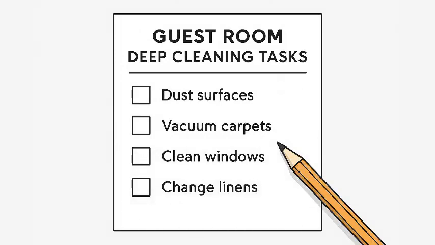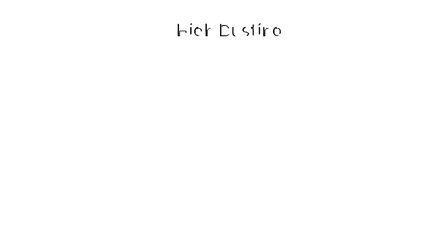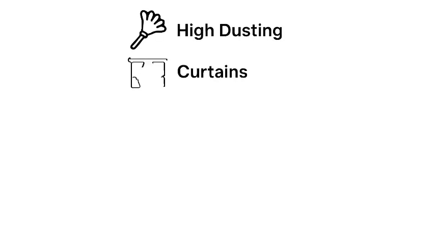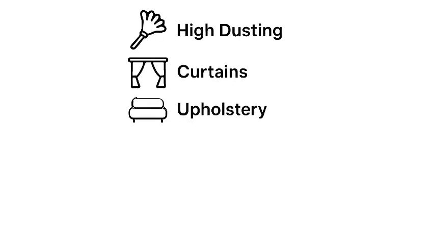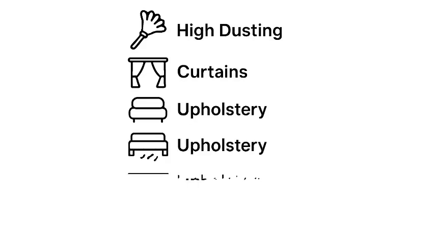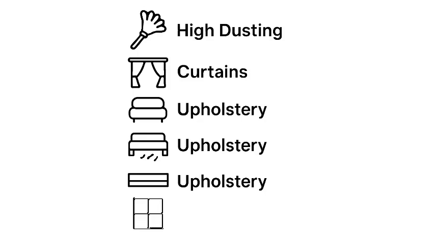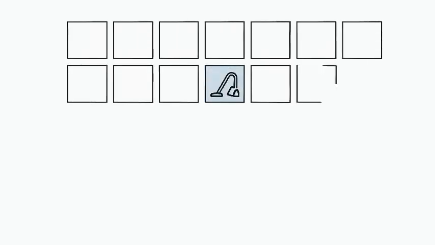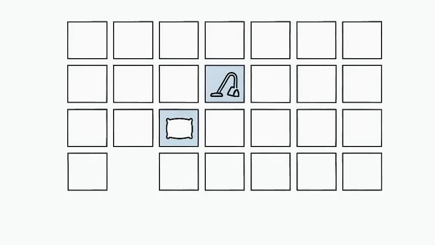First, list all deep cleaning tasks for a standard guest room. For example, high dusting and vents, curtains and shears, upholstery and cushions, underbed and behind furniture, baseboards and door frames, grout and tile, showerhead descaling, mattress inspection, carpet spot treatment, and light fixtures and lampshades.